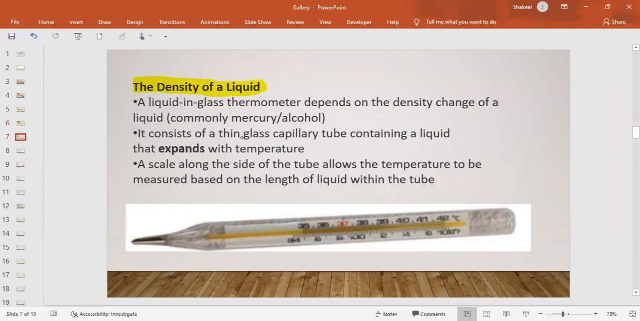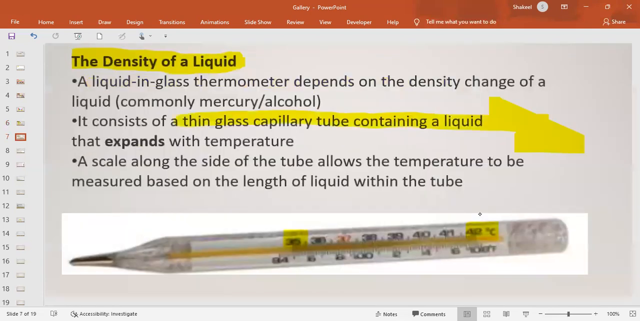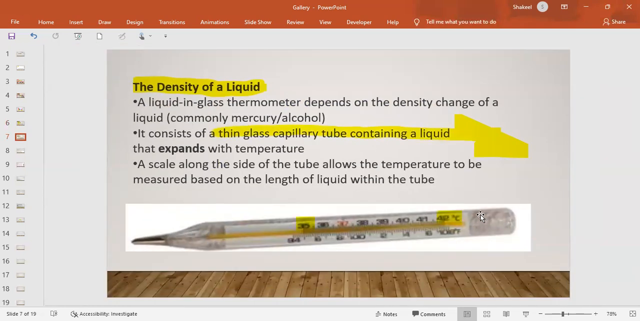Now let's look at the types of thermometers. The first one is the liquid in glass thermometer. As you can see, this is a clinical thermometer. Its range is from 35 degrees to 42 degrees because human body temperature lies in this range. A liquid in glass thermometer depends on the density change of a liquid; we commonly use mercury or alcohol, and its expansion is used. It consists of a thin glass capillary tube containing a liquid that expands with temperature. A scale alongside the tube allows the temperature to be measured based on the length by which the mercury expands.